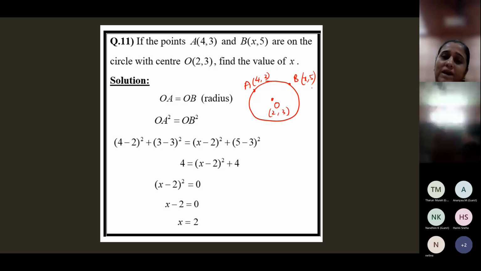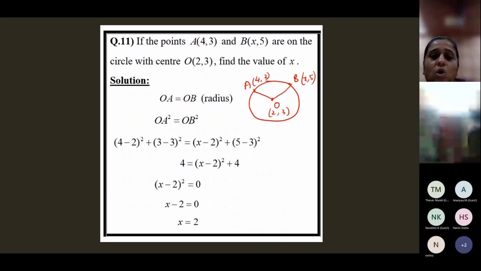We need to find the value of x. So we need to get some condition. When you join O to A and O to B, clearly OA and OB are the radii of the circle. So OA is equal to OB.